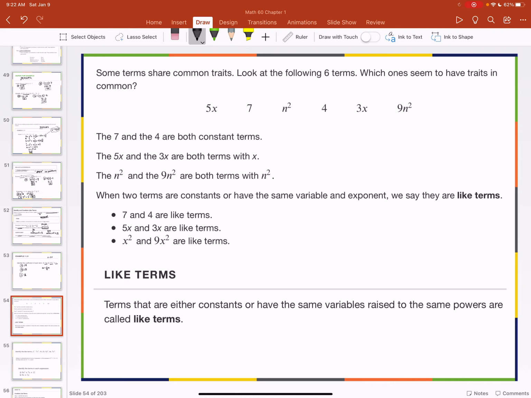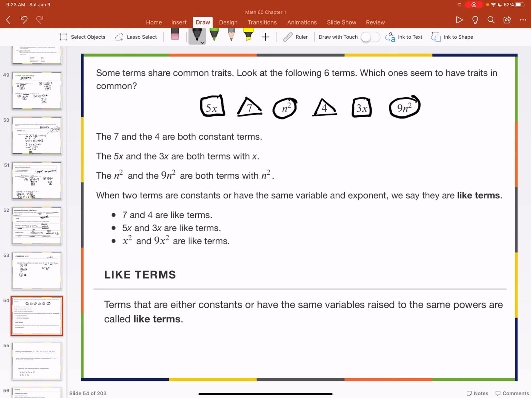Okay, so let's see here. Some terms share common traits. Let's look at these terms which seem to have traits in common. Basically, we're looking for terms that have the same type of variable. We have a 5x, a 7n squared, 4, 3x, and a 9n squared. So here you notice that the 5x and the 3x are similar terms. The coefficients are different, but the variables are the same. So 7 and 4 do not have any variables. They're constants, but they're still alike, right? And then finally, we have the 7n squared and the 9n squared, and those two are in common.